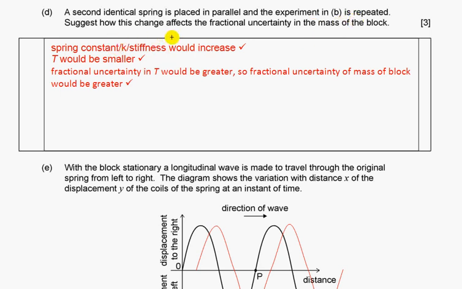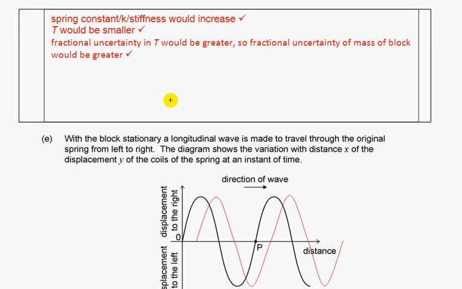A second identical spring is placed in parallel and the experiment in B is repeated. Suggest how the changes affect the fractional uncertainty in the mass of the block. Spring constant would increase because we have two springs in parallel. The period will be smaller. As a result, fractional uncertainty in T will be greater, and fractional uncertainty of mass, which is calculated using T, will be greater.